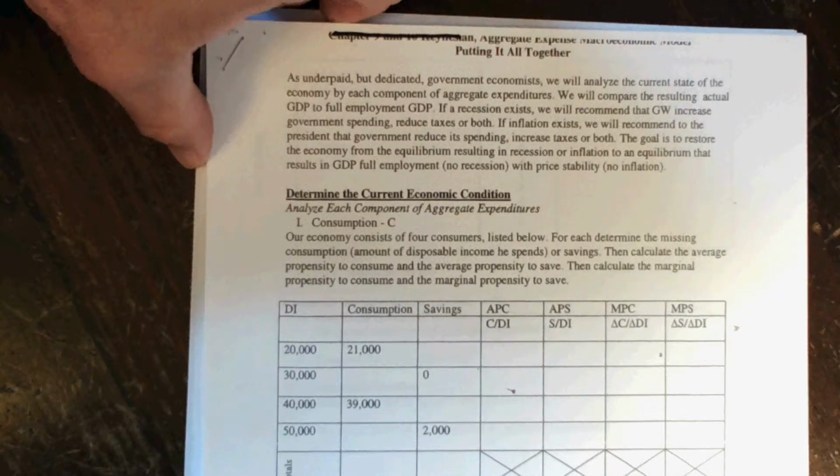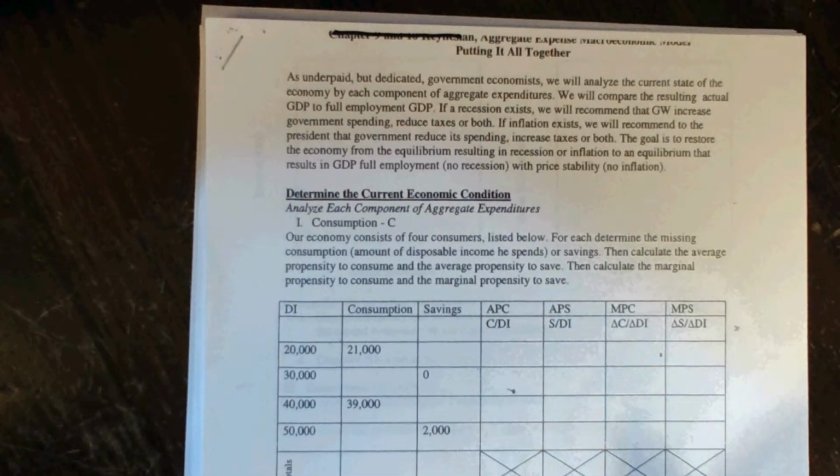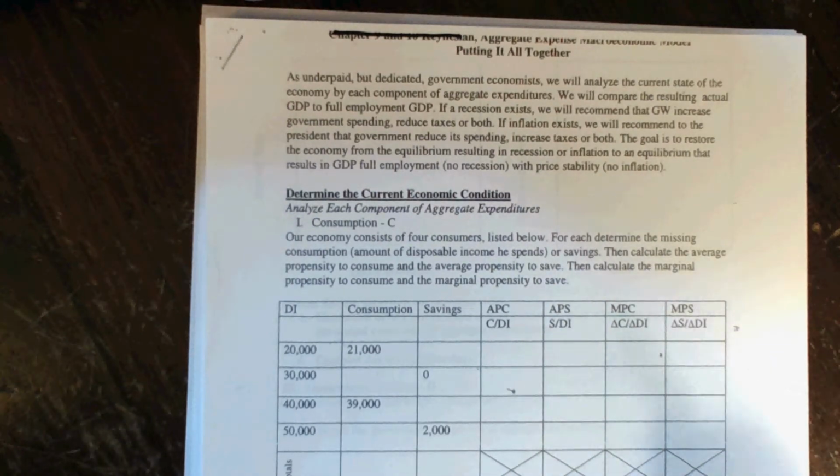We did a lot in this unit on the aggregate expenditure model, also known as the Keynesian model. This is going to be our review sheet. We're going to put it all together. We're going to develop each one of the four variables: consumption, business spending, government, and imports and exports. We're going to consolidate them. That's going to give us our actual level of output.